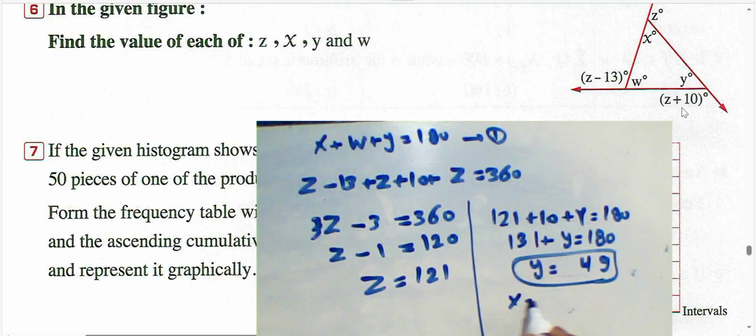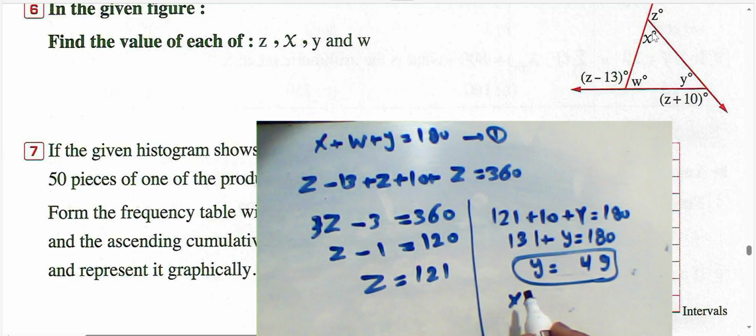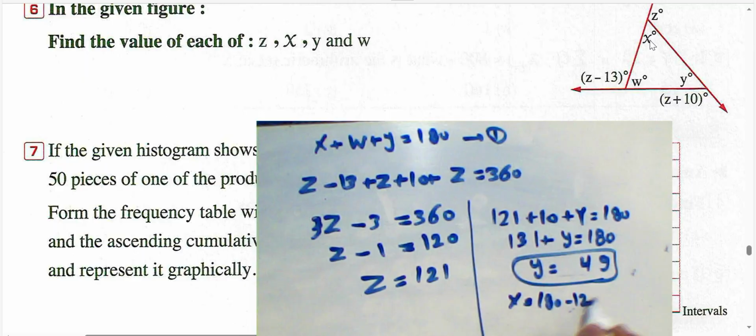And also x is the supplementary angle of z. Z is 121, then we subtract 121 from 180, which equals 59 degrees.